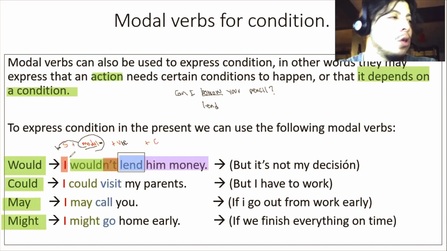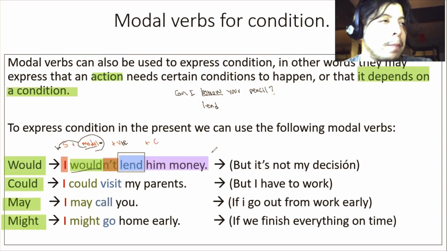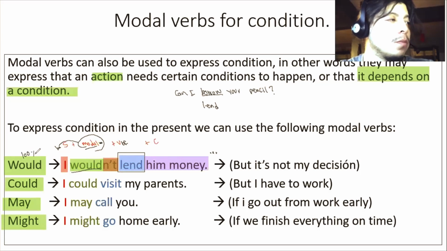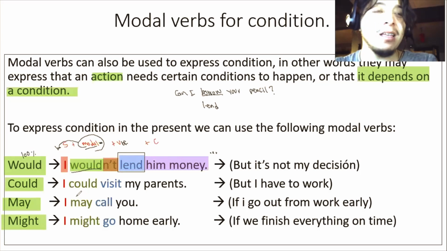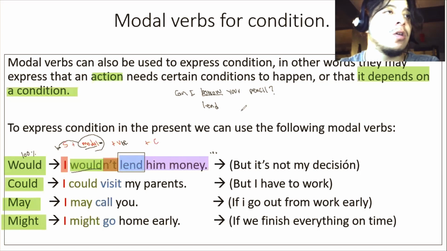I wouldn't. So would is a modal verb of condition. So in this case, when I say I wouldn't lend him money, there is an assumption that there is a condition. I wouldn't do this. I mean, when you use the verb would, it means 100%. If you say I will eat that, it means 100% I will eat that. But there is a condition, okay? You can say something like, for example, I don't know.